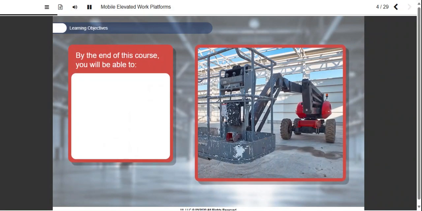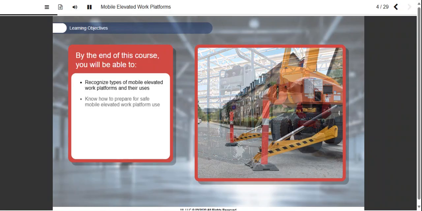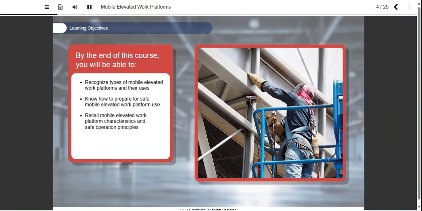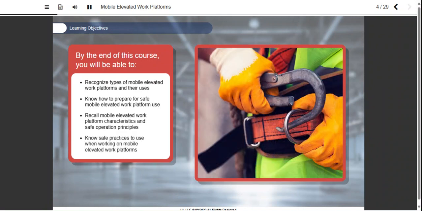By the end of this course, you will be able to recognize types of mobile elevated work platforms and their uses, know how to prepare for safe mobile elevated work platform use, recall mobile elevated work platform characteristics and safe operation principles, and know safe practices to use when working on mobile elevated work platforms.